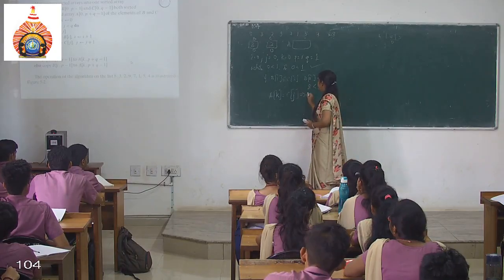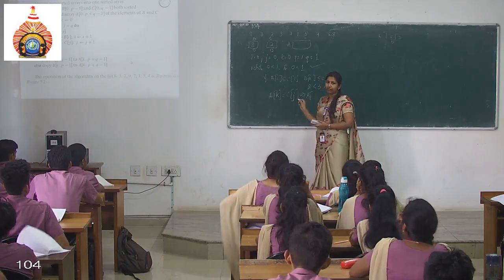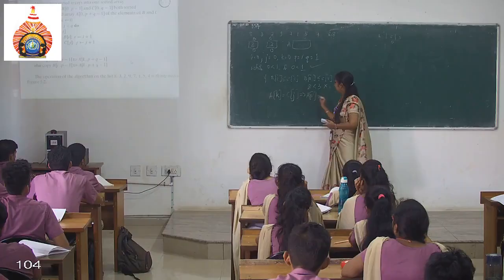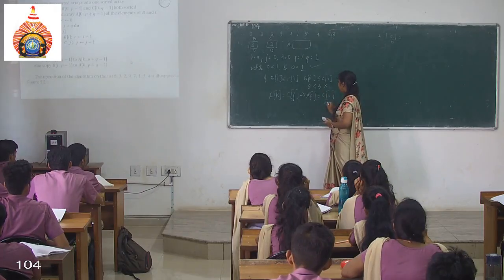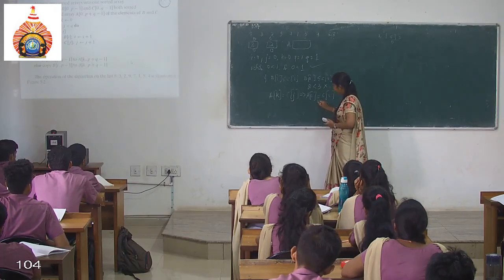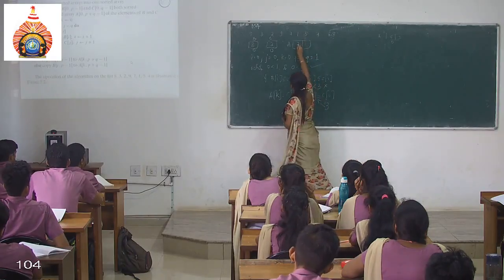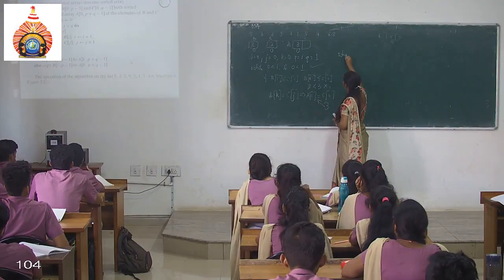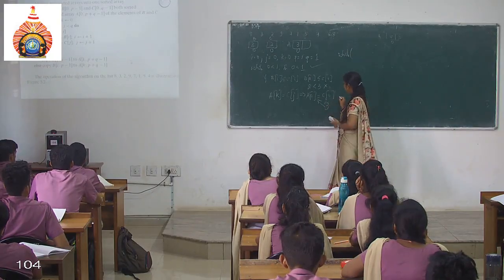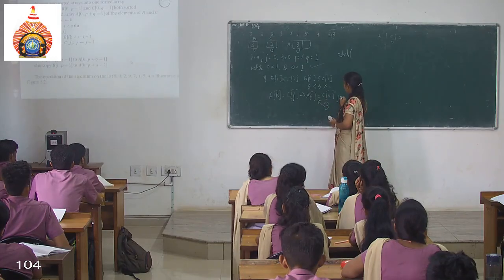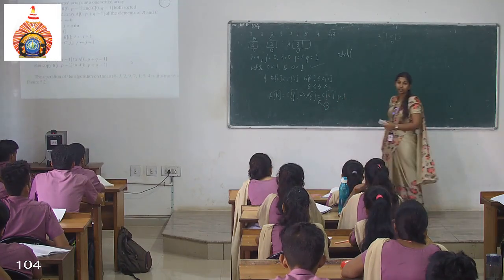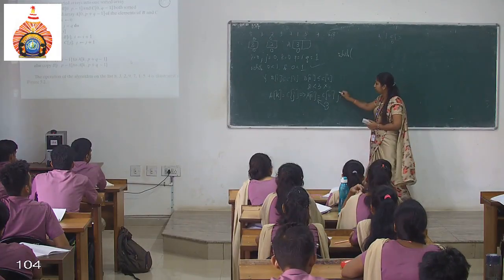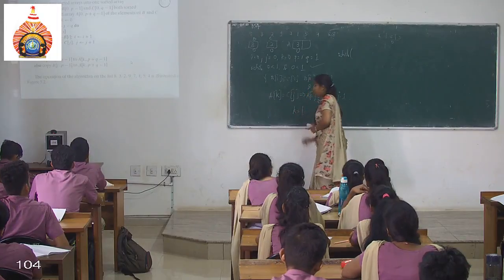What is K? 0. A of 0 is equal to C of J. What is J? 0. C of 0 is 3, so 3 will be assigned to A of 0. What is the next step? Here, the J value will be incremented. Once you assign the C value to A, J is equal to J plus 1. J is equal to 1 and K is equal to 1.